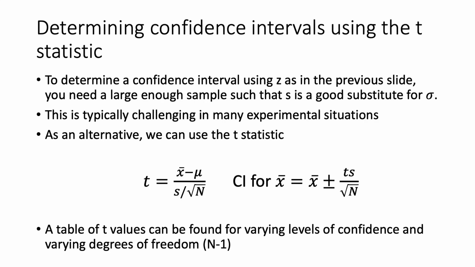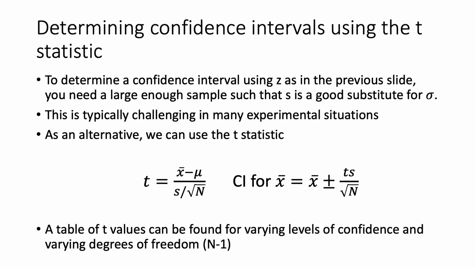To use z, as in the previous slide, you need to have a big enough sample size that your estimates of the mean and the standard deviation are a good enough substitute for the actual sigma, the population standard deviation. That's really challenging in lab situations, and in 5.3.10 we will not ever have a big enough sample size for that to be the case. So as an alternative, we can use the t-statistic. To calculate a confidence interval for a mean that you calculate in lab, you can take your mean plus or minus the t-statistic times your sample standard deviation over the square root of n.